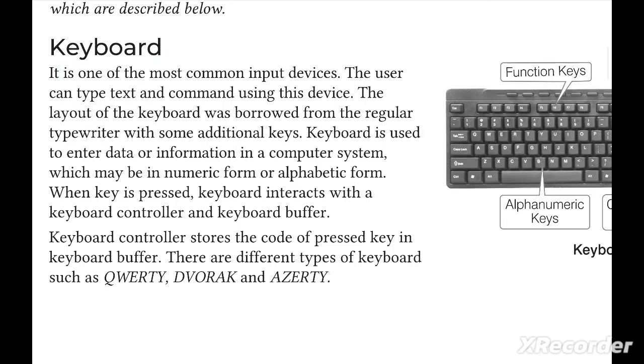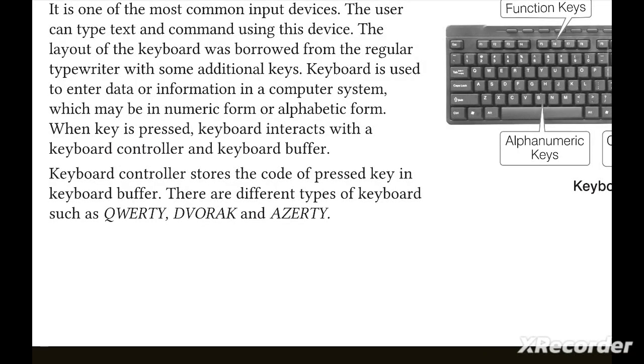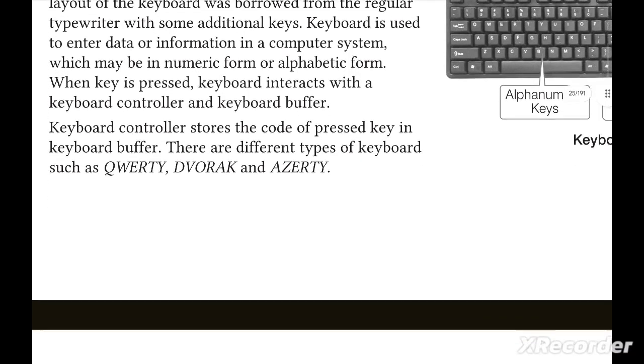The keyboard is used to enter data or information in a computer system, which may be in numeric form or alphabetic form. When a key is pressed, the keyboard interacts with a keyboard controller and keyboard buffer. The keyboard controller stores the code of a pressed key in the keyboard buffer. There are different types of keyboard such as QWERTY, Dvorak and AZERTY.